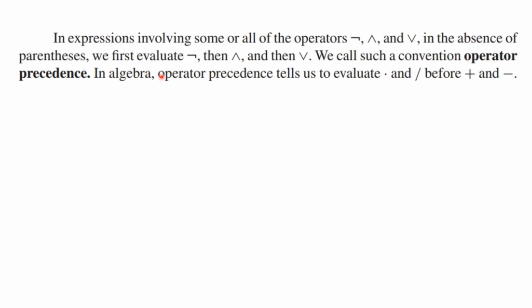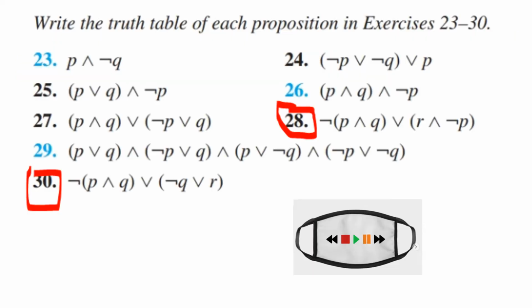We do have an order of operations. So in expressions involving some or all of the operators, negation, conjunction, and disjunction, and in the absence of parentheses, because we still always do parentheses first, the innermost parentheses first, we first evaluate the negative, then we do and, and then we do or. Such a convention is called an operator precedence. In algebra, operator precedence tells us to evaluate multiplication and division from left to right as we run across them before plus and minus. And the left to right as you run across them also applies in the logic calculations.